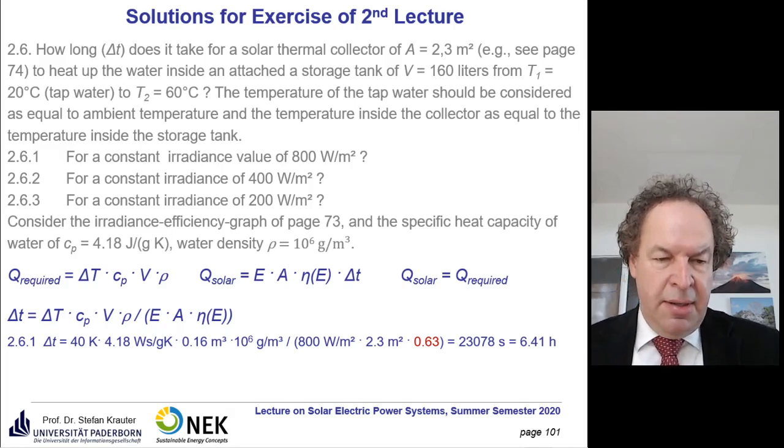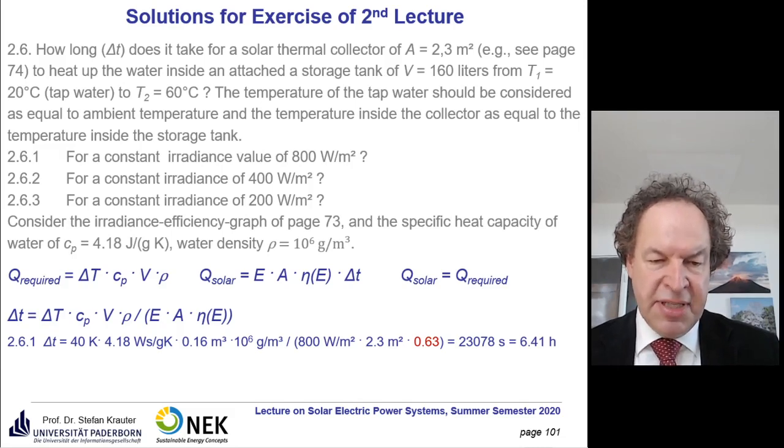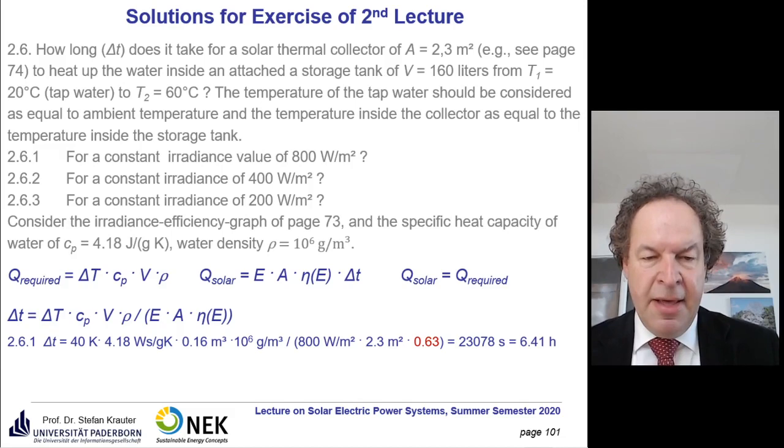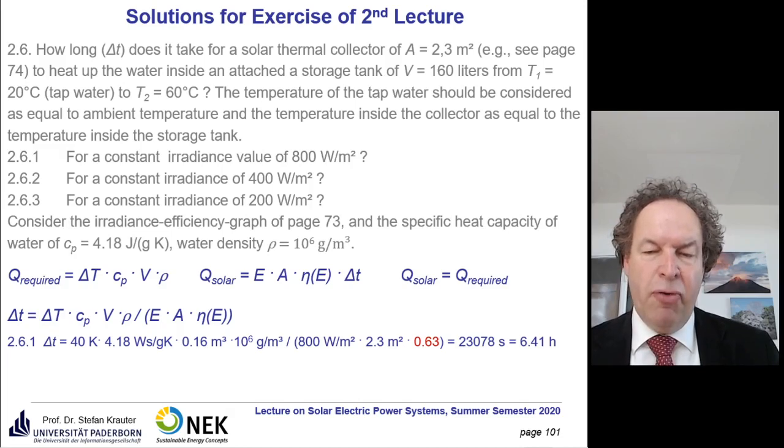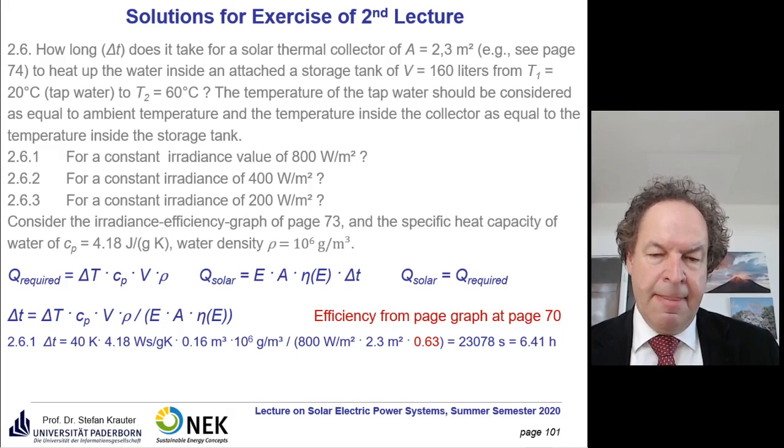the water density and the tank size. Yes, it's 160 liters. That is equal to 0.16 cubic meter. And for the first part, we have the irradiance value of 800 watt per square meter, and the conversion efficiency is quite high at 63%. If you take it from the graph, to heat the complete tank it would require about 6.41 hours. So this efficiency was taken from page 70.